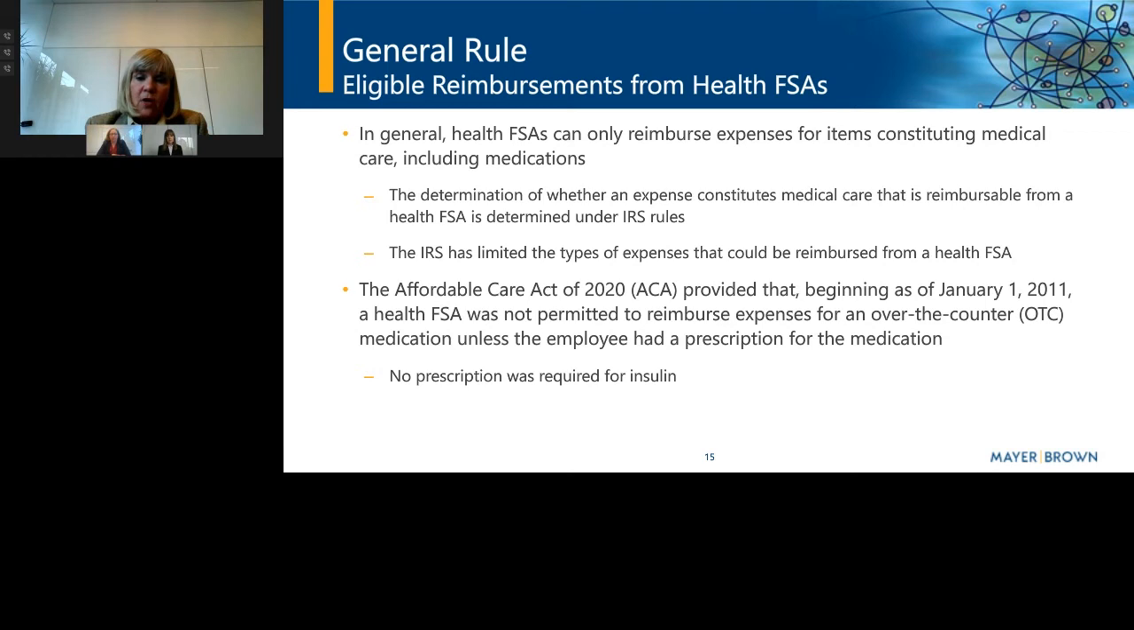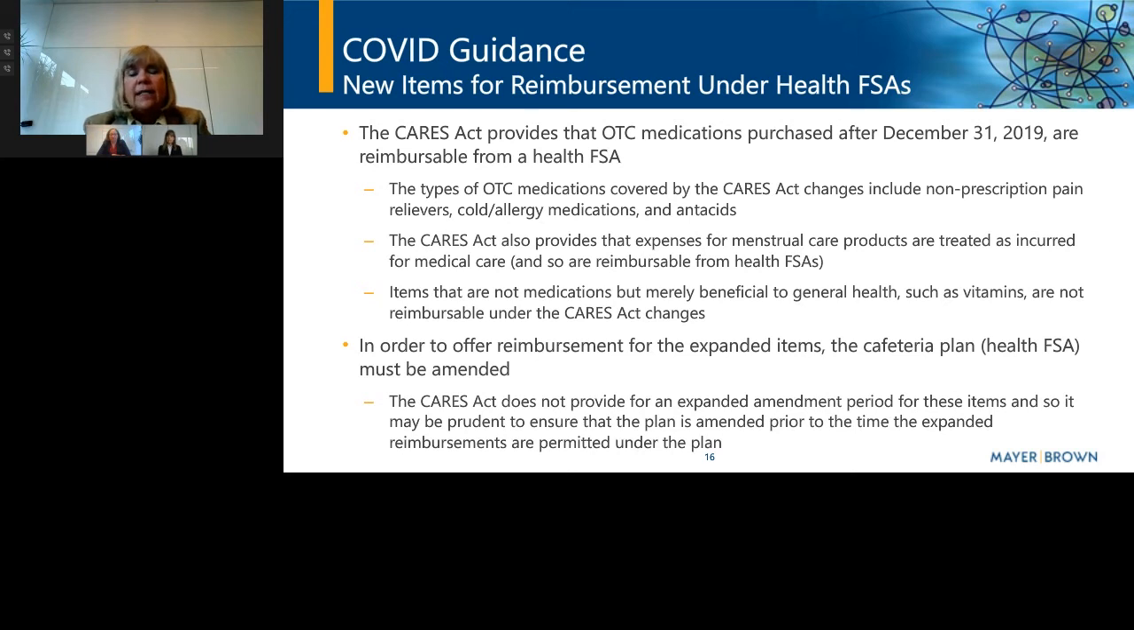In particular, the Affordable Care Act, our birthday child, provided that beginning as of January 1st, 2011, a health FSA was not permitted to reimburse amounts for over-the-counter medications unless the individual had a prescription, other than insulin, which was a special case. The CARES Act, however, provides that over-the-counter medications purchased after 2019 are reimbursable from a health FSA. The types of medications covered by the CARES Act include non-prescription pain relievers, cold and allergy medications, antacids, and the like. It doesn't include things that are beneficial for general health, such as vitamins.